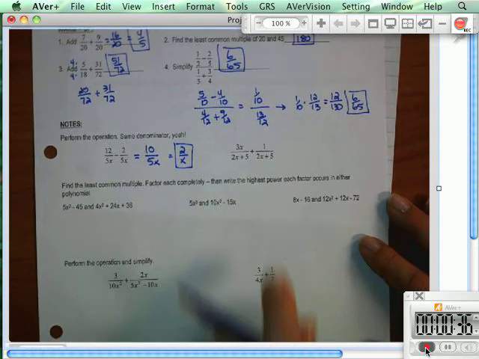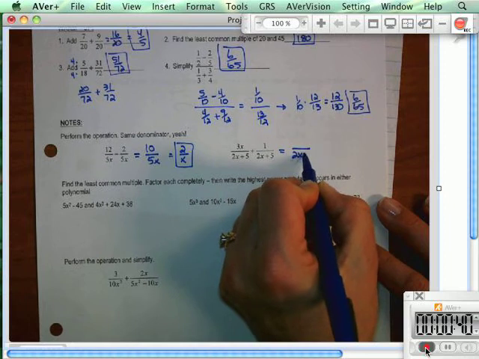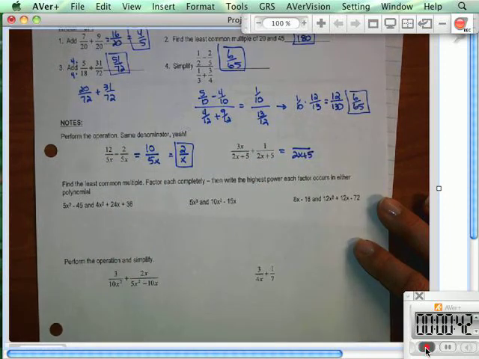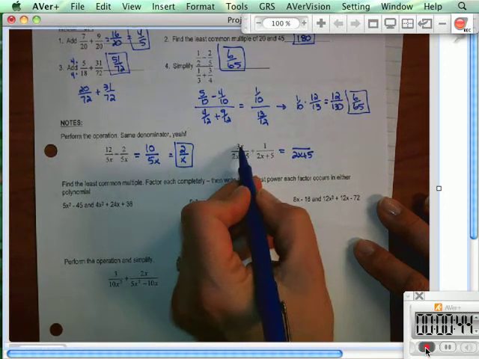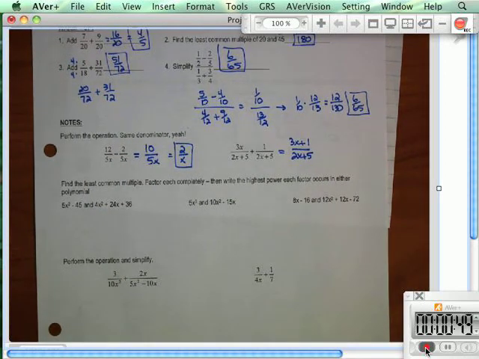Okay, here it's already a common denominator. That's also going to be the denominator in my answer. And then all I do is add the numerators. It's 3x plus 1. It is not 4x. Be careful. It's 3x plus 1. Yeah? Okay.